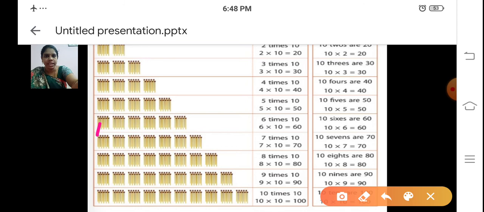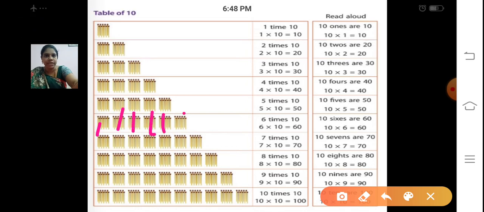Just see how many groups. 1, 2, 3, 4, 5, 6. Here we have 6 groups. Same way, each group we have 10, right? So 10, we are going to add how many times? 6 times. 10 plus 10 plus 10 plus 10 plus 10 plus 10. So now 10 sixes are 60. 10 sixes are 60. Now let's move on to the next one.